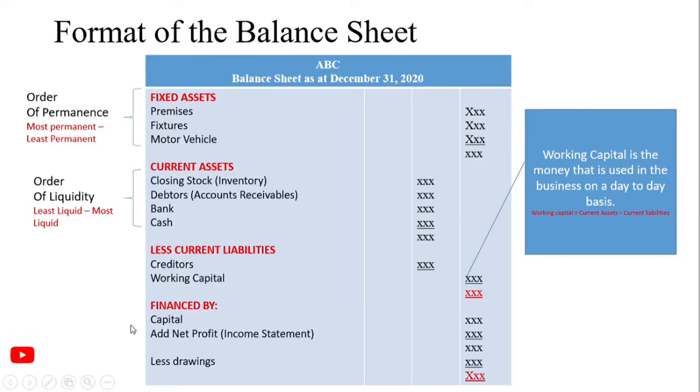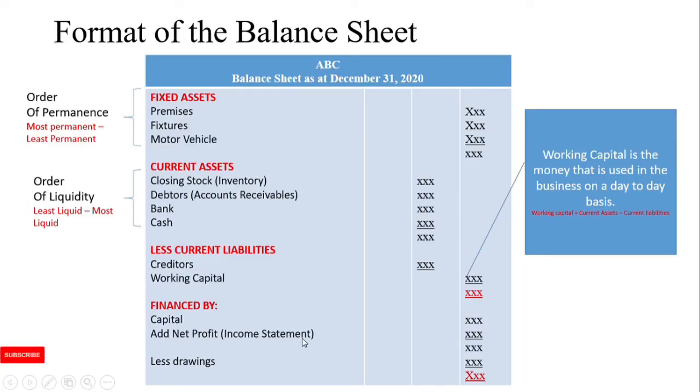This double line figure here, the closing capital, and I'll explain to you why it is in red in a few minutes. So then you move on to the last heading in the balance sheet or the statement of financial position, which is financed by. This heading basically tells you how the business has been financed. All right, so it's financed by capital. So you would pick up capital from the trial balance, right, and you put it there.